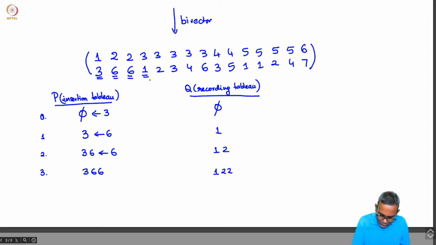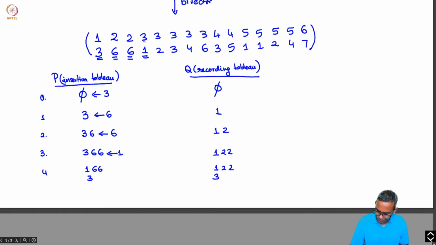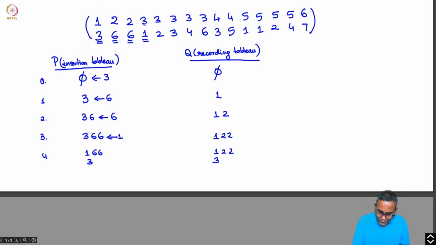And now I must insert the 1. Now something interesting happens. When I insert the 1, it bumps the 3 into the second row. A new cell has been created in the second row and first column, and so this 3 over here goes into that place. So I'm putting the i coordinate into the Q tableau and recording the new place that was created.